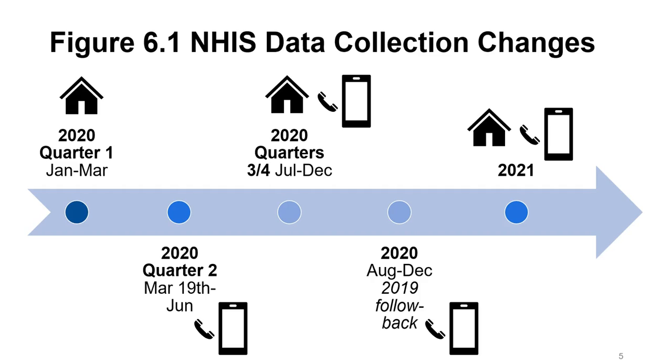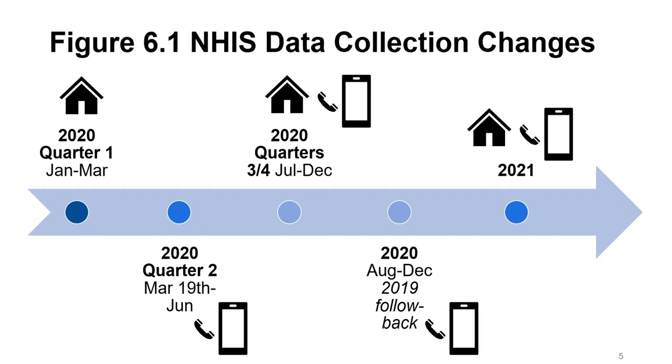From January to March 2020, in quarter one, data was collected as previously in individuals' households. Then on March 19th, data was temporarily switched to telephone in quarter two, and this procedure was done only between March and June. From July to December, data collection was done by phone if participants were available. However, if participants were not available, data were able to be collected from them in person from their households.